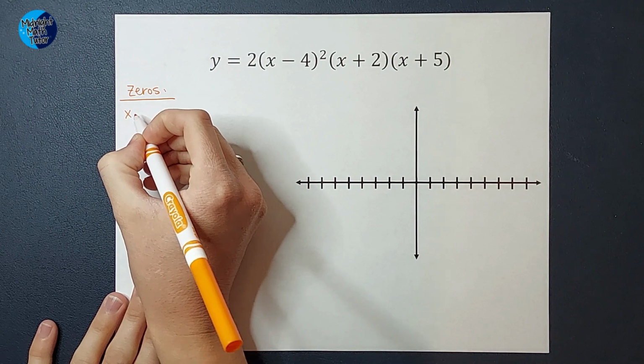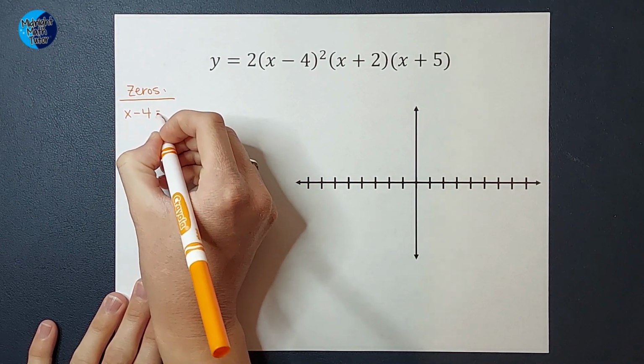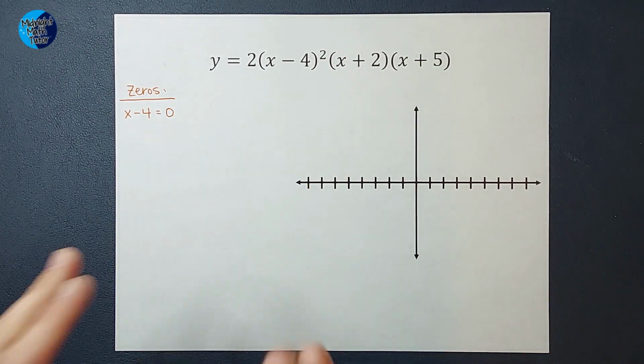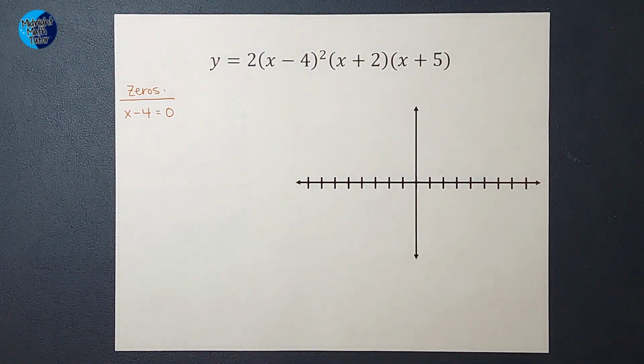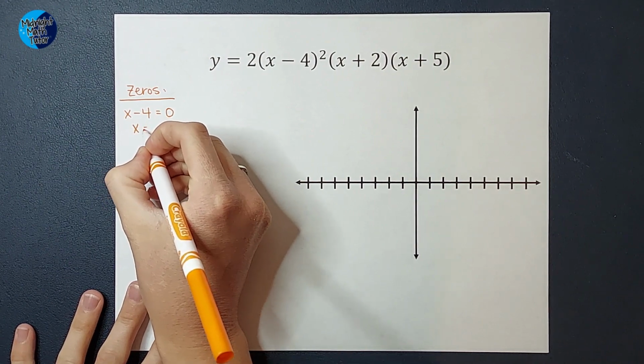Oh, sorry. Did I say x equals 4? Sorry, I meant x minus 4 equal to 0. Sorry if I said that wrong. So we're setting x minus 4 equal to 0. Okay. So obviously I add 4 to both sides and end up with x equals 4.